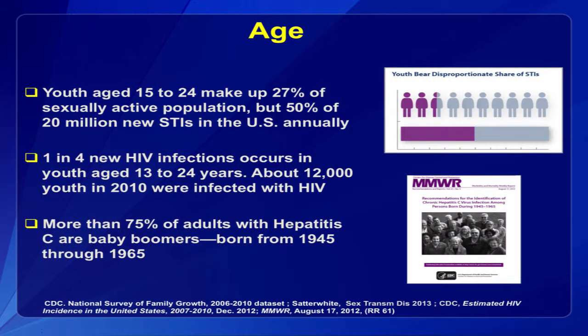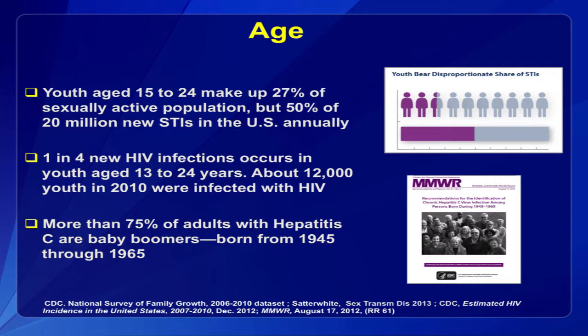Age. If you're young like me, between 15 and 24, you make up 27% of the sexually active population, but 50% of the 20 million new sexually transmitted infections in the US. 1 in 4 new HIV infections occurs in youth aged 13 to 24. About 12,000 youth in 2010 were infected with HIV, and more than 75% of adults with hepatitis C are baby boomers, born between 1945 and 1965.